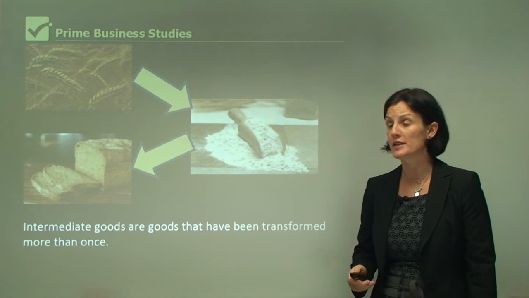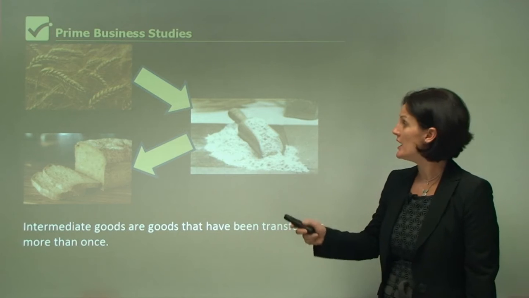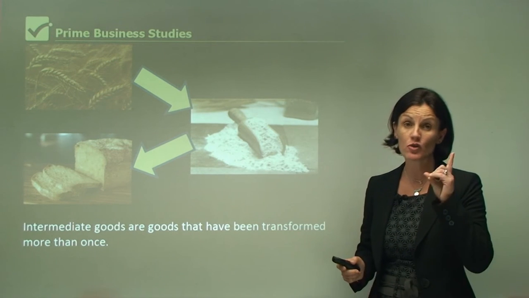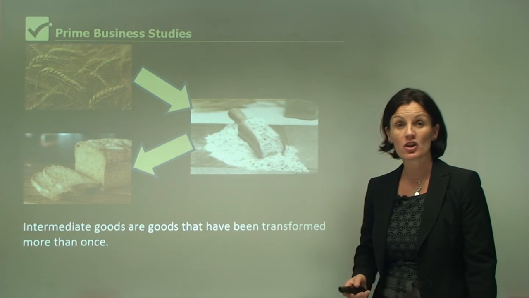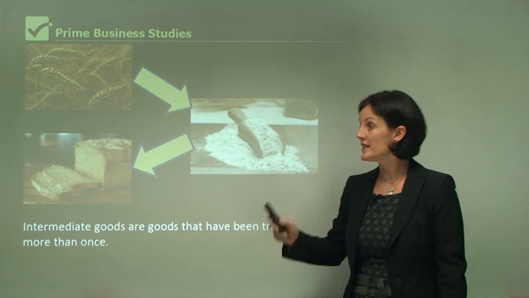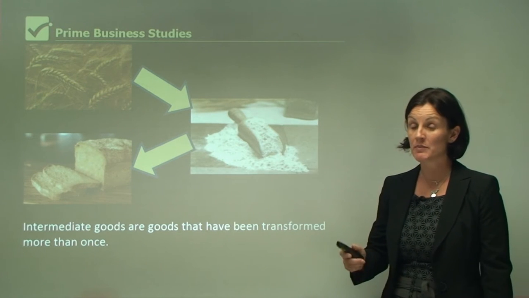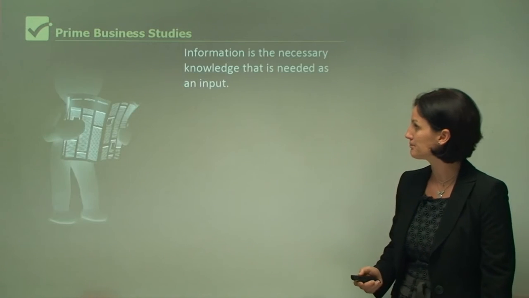Now, let me give you an example. Wheat has been transformed into flour. So it's been transformed once already. That flour is then transformed again to make the bread. So it's an intermediate good. Wheat is an intermediate good because it can be transformed more than once.